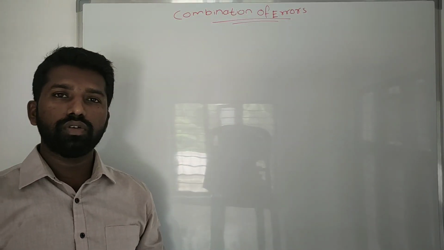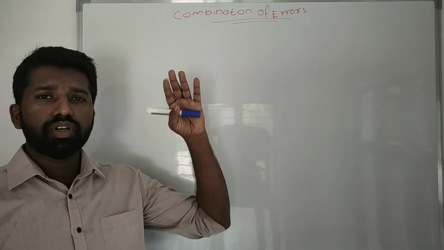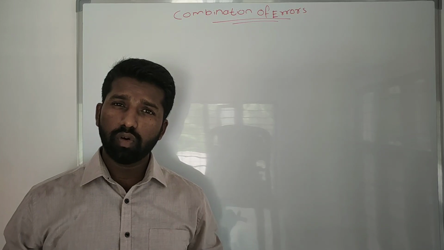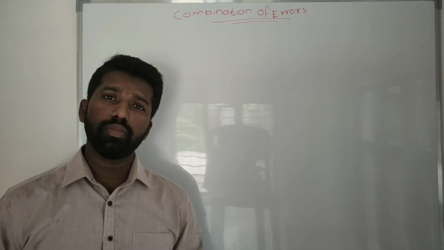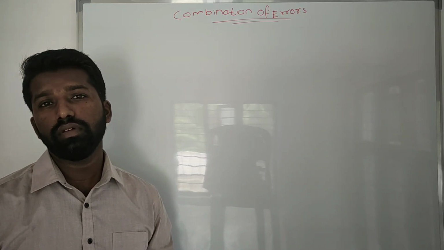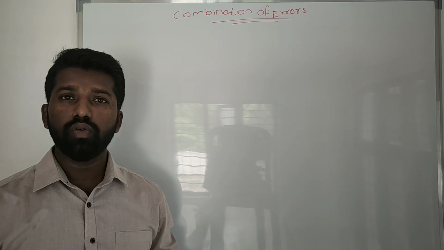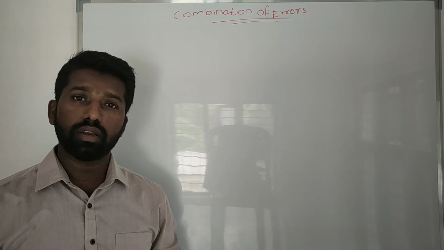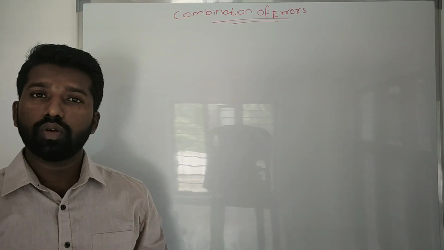In this video I am going to discuss the combination of errors. If you measure a quantity, it involves more than one variable. So each variable measurement involves some errors. So we need to see how these errors are propagated in a mathematical operation. That is what we will be discussing: the combination of errors.